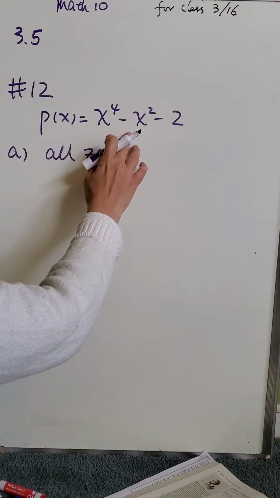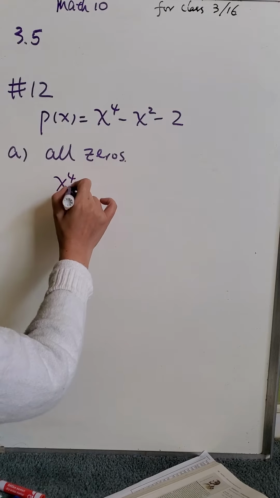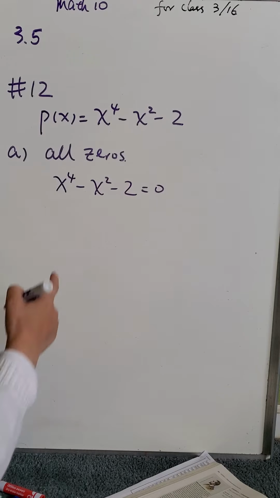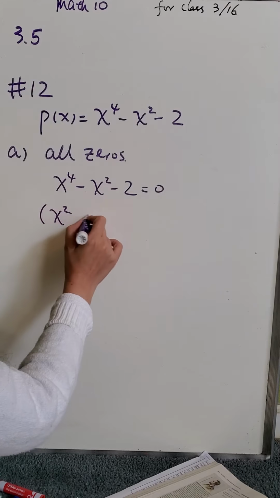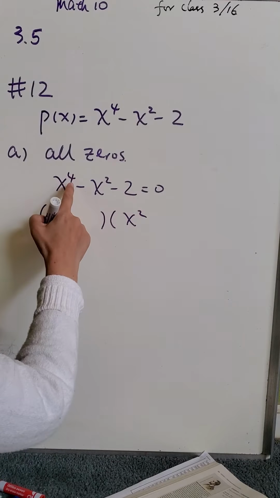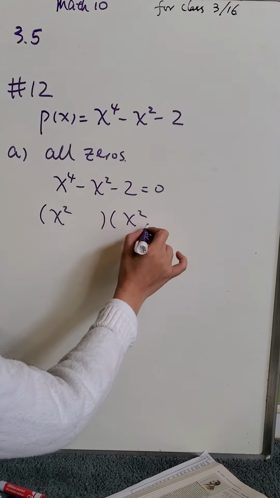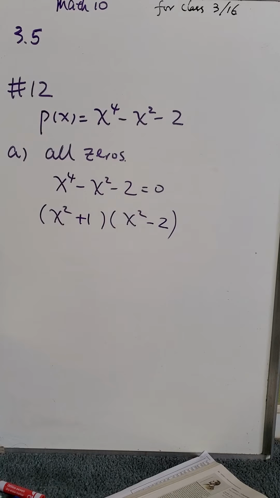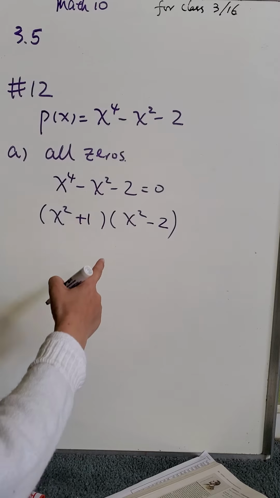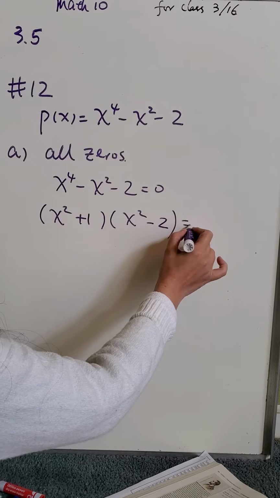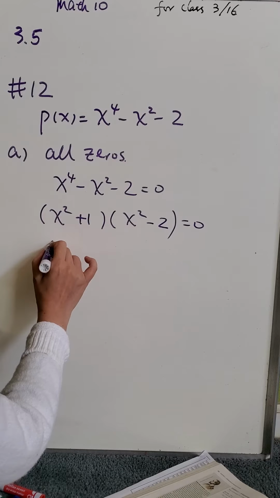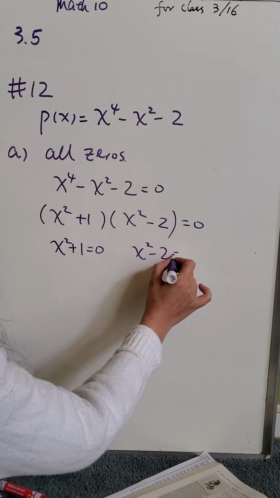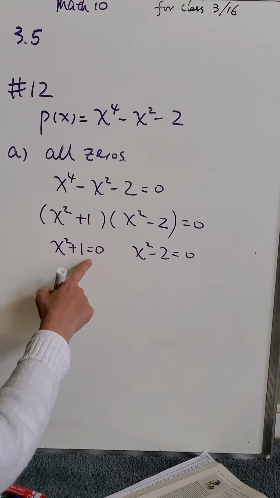So all we need to do is set this equal to 0, and then we're going to factor this. So you're going to go x squared, okay, x squared, each one has a half of it. And then we go minus 2 and then plus 1. Okay, and then next we're going to set them equal to 0. So x squared plus 1 equals 0, and then x squared minus 2 equals 0. And then we're going to subtract 1 on both sides.